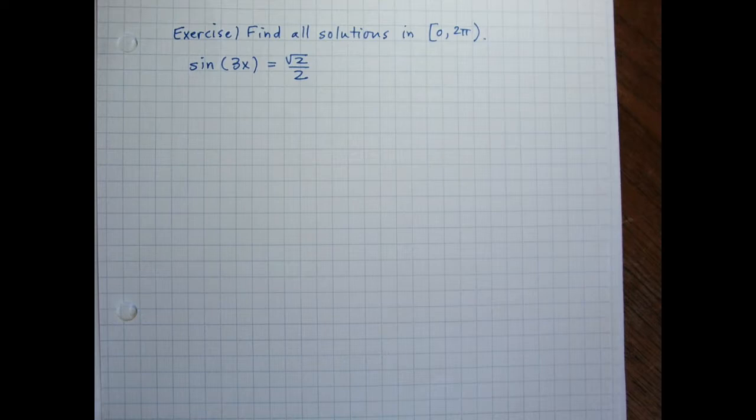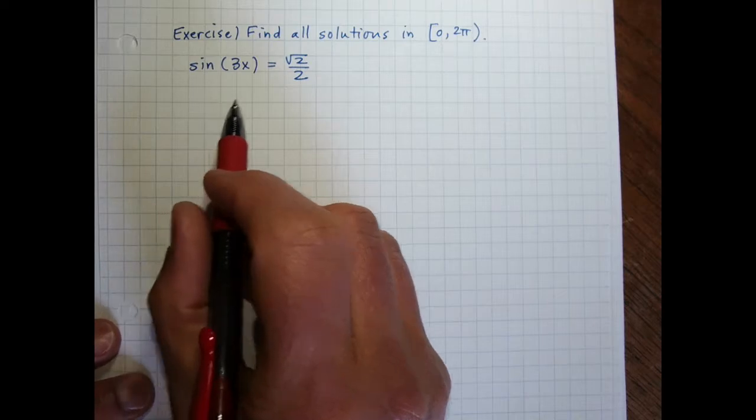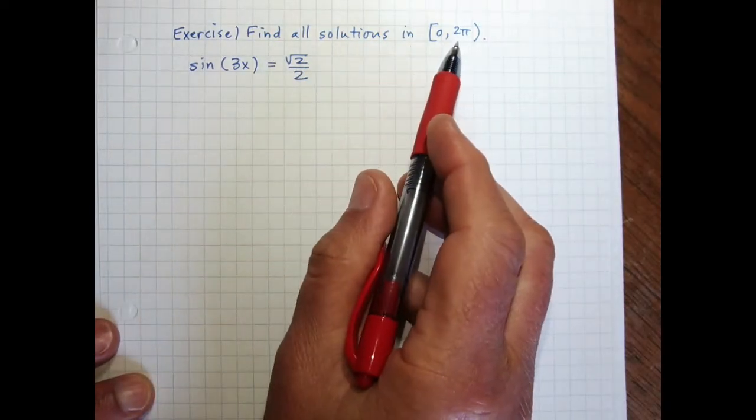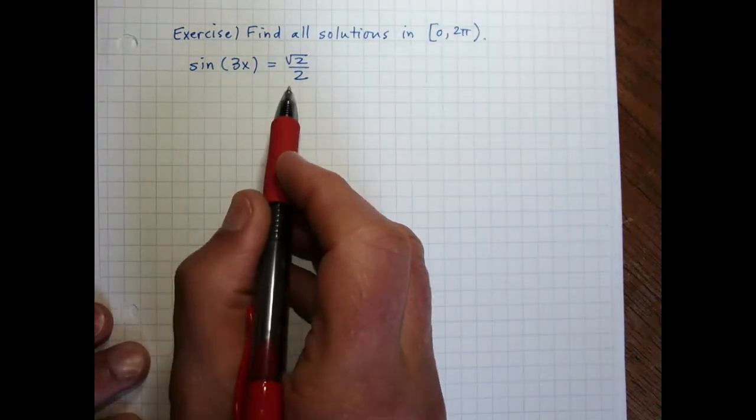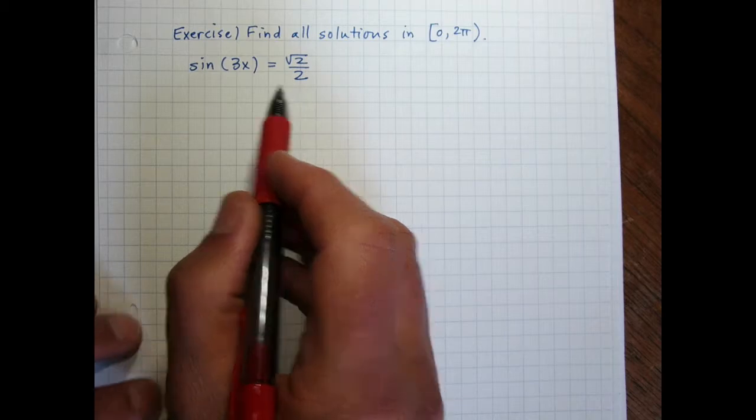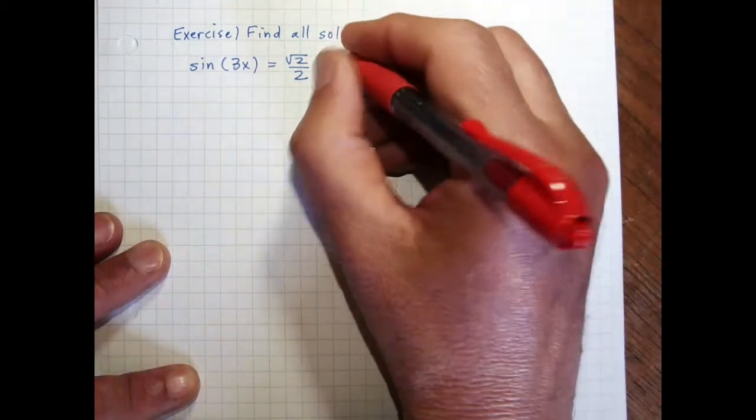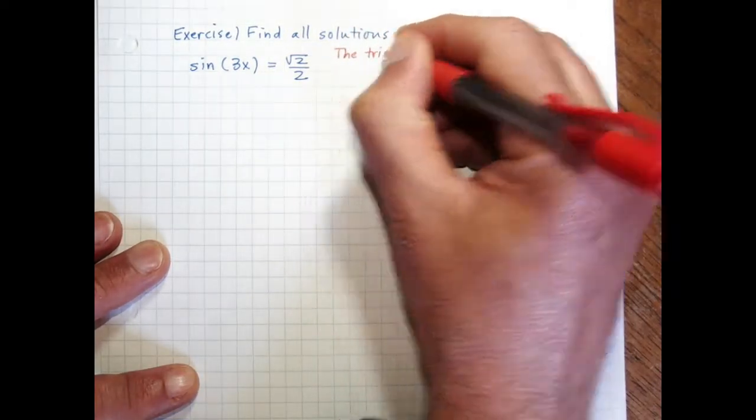So we're going to work on another trig equation here that we're solving. And in some ways, this looks like it's less complicated than some of the problems we've seen before. Find all solutions in 0 to 2 pi. Okay, we like that, 0 to 2 pi, of sine 3x equals square root of 2 over 2. Now, the good news here is that the trig function is already isolated, the sine function.